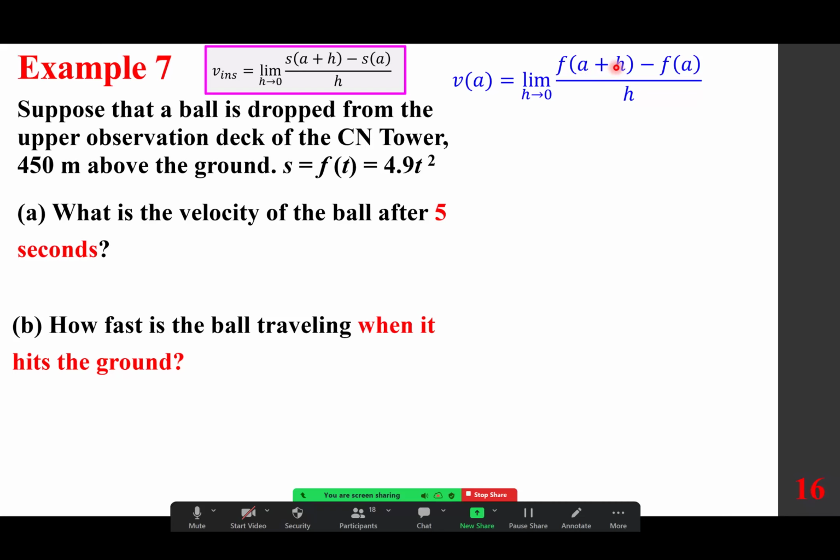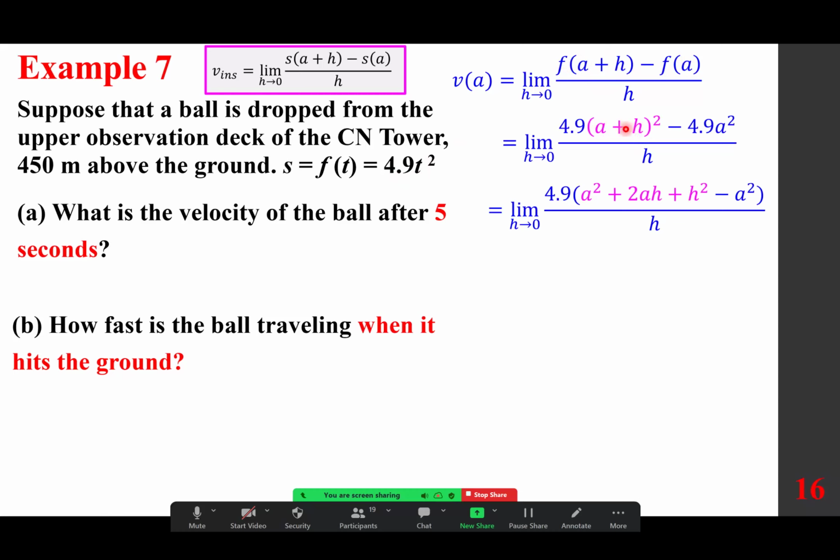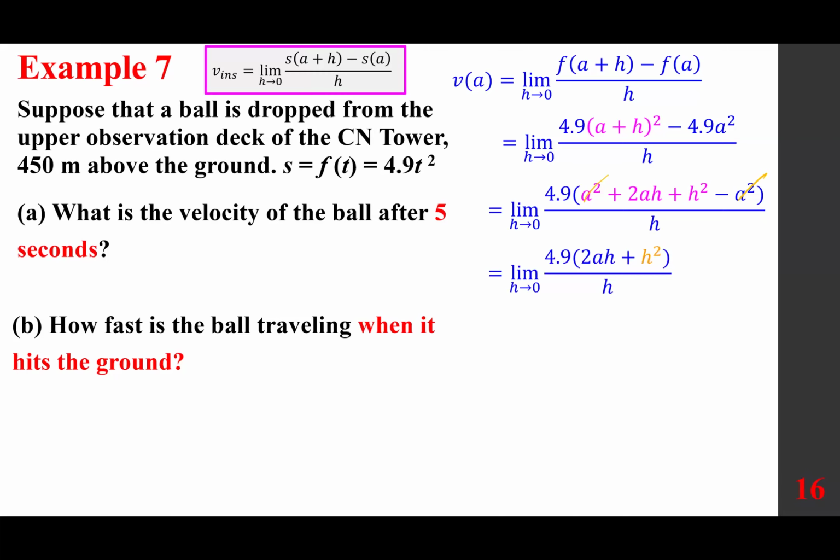So what is f of a plus h? It's 4.9 times a plus h squared, minus what is f of a? 4.9 a squared. And you have seen this many times before. This is a squared plus 2ah plus h squared. And I take the 4.9 out of this one as well as this one. So it gives us a chance to get rid of a squared and minus a squared. So we get the limit of 4.9 times 2ah plus h squared over h, as h approaches 0.